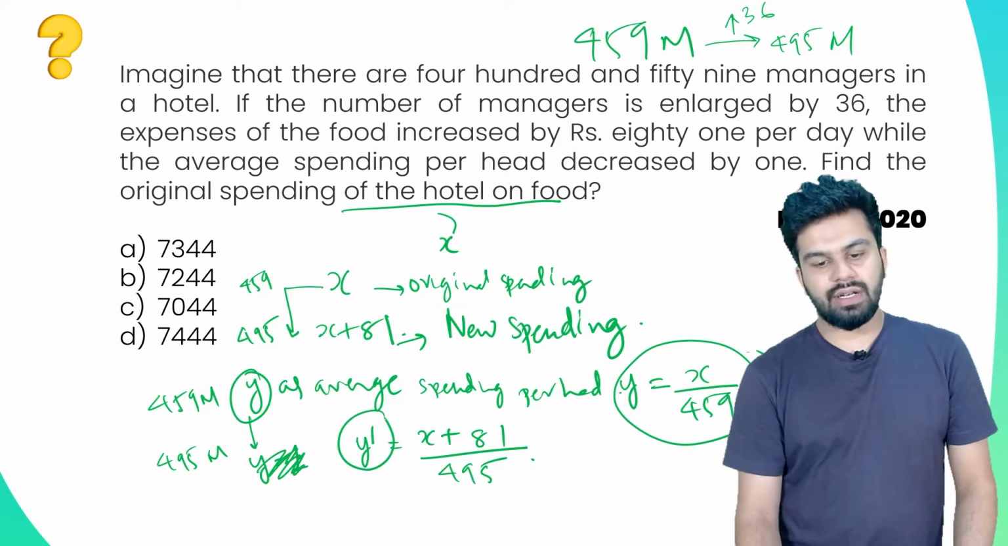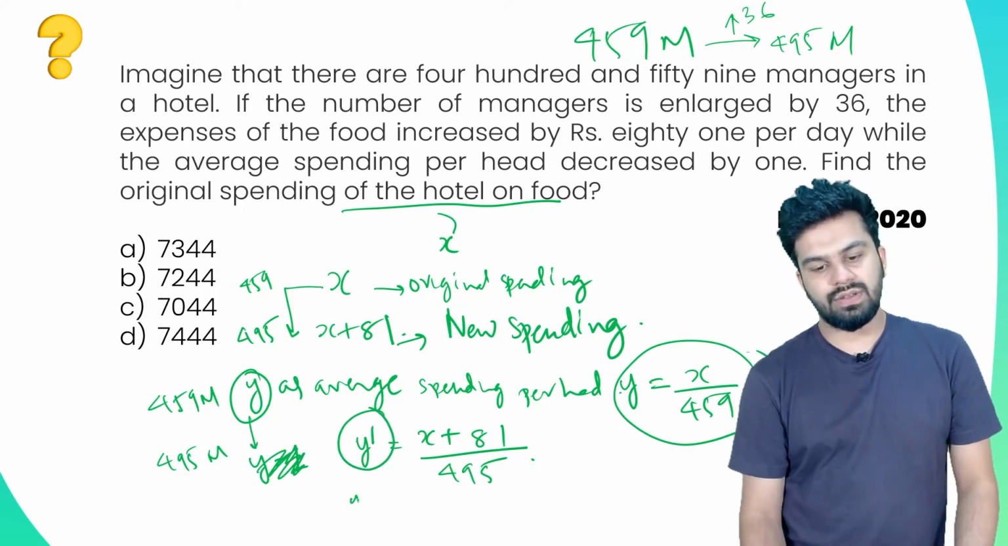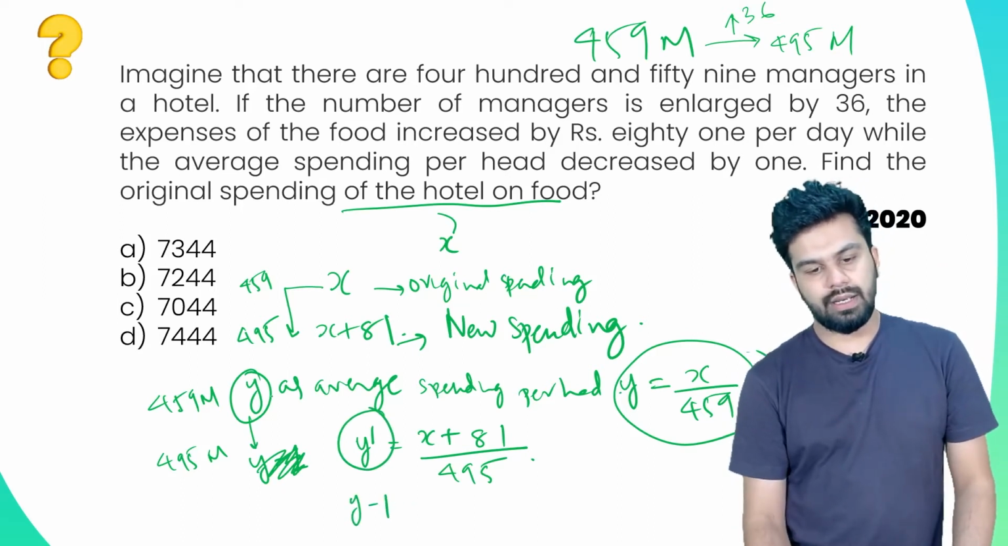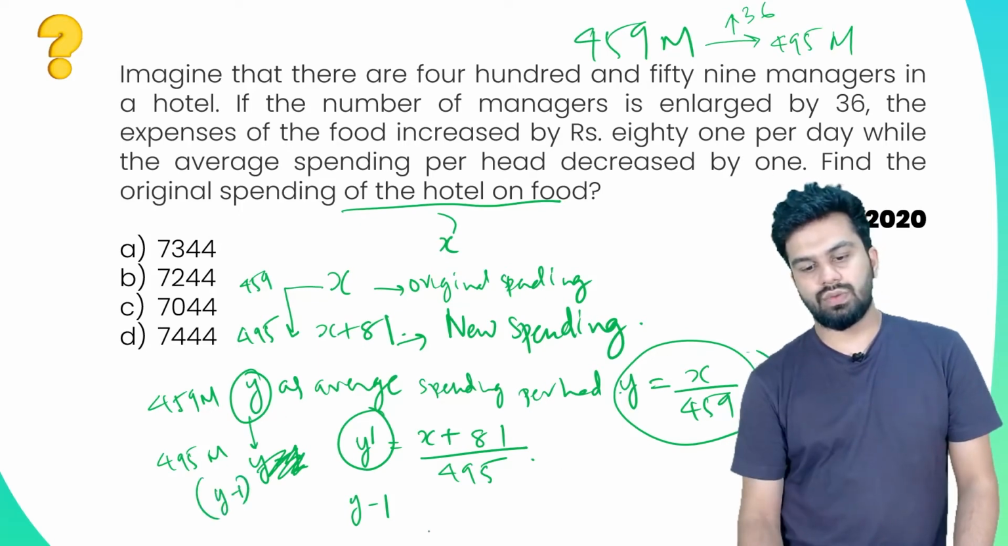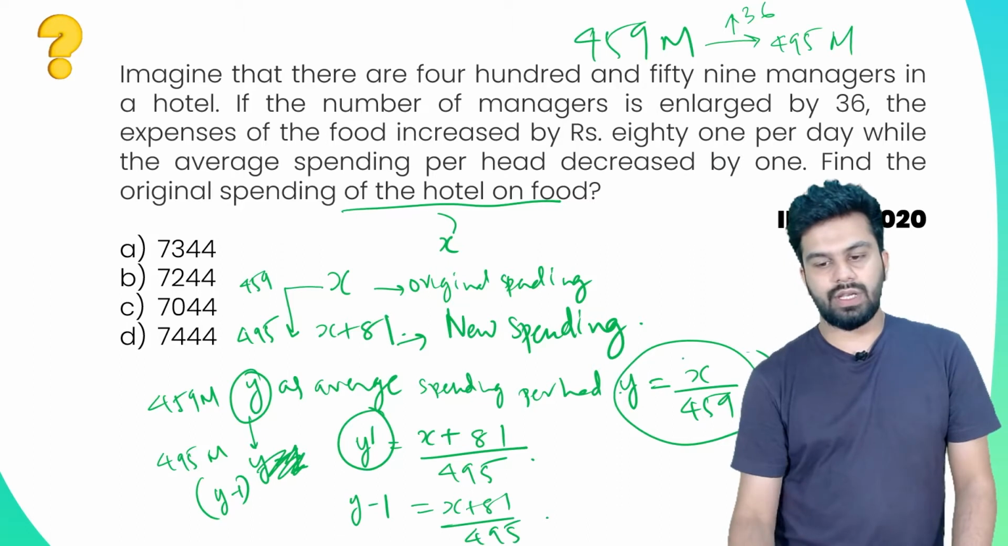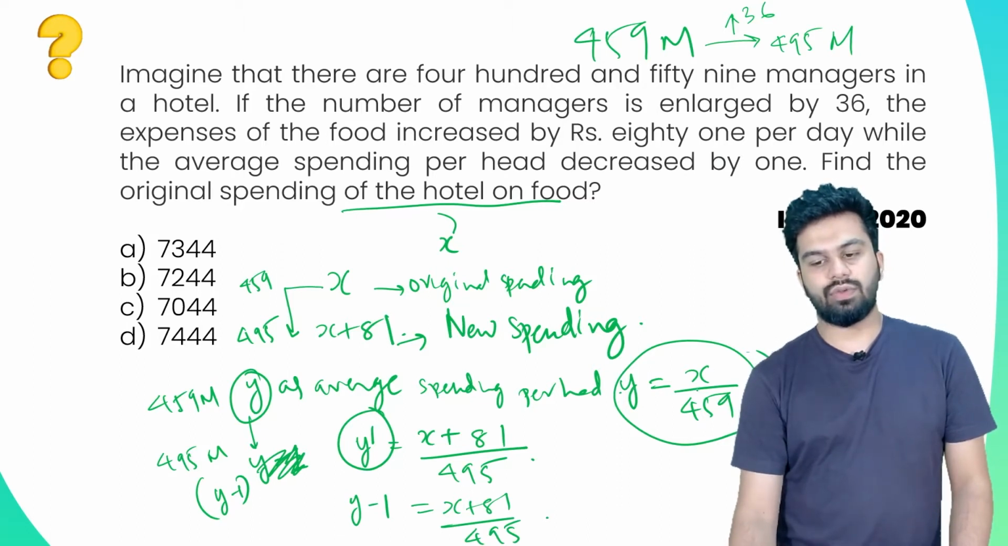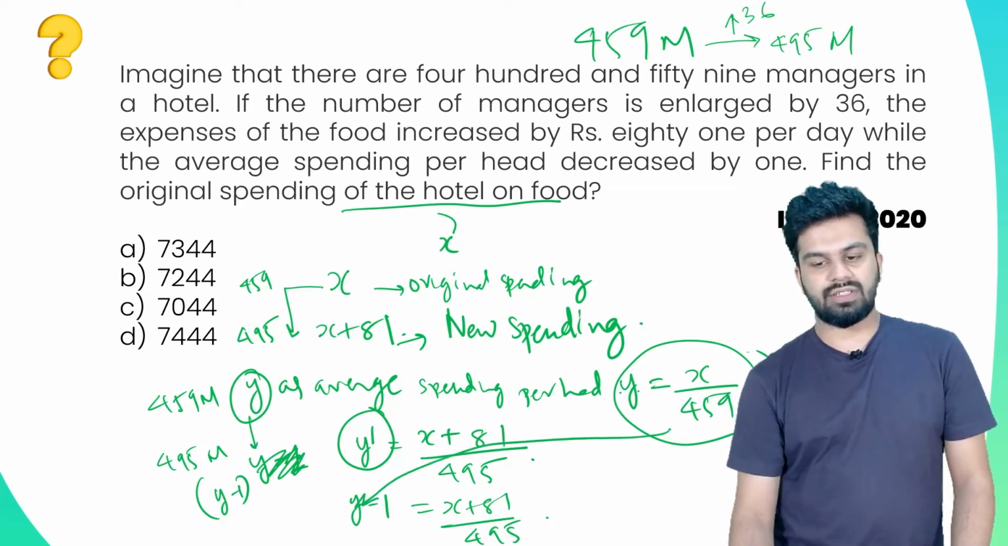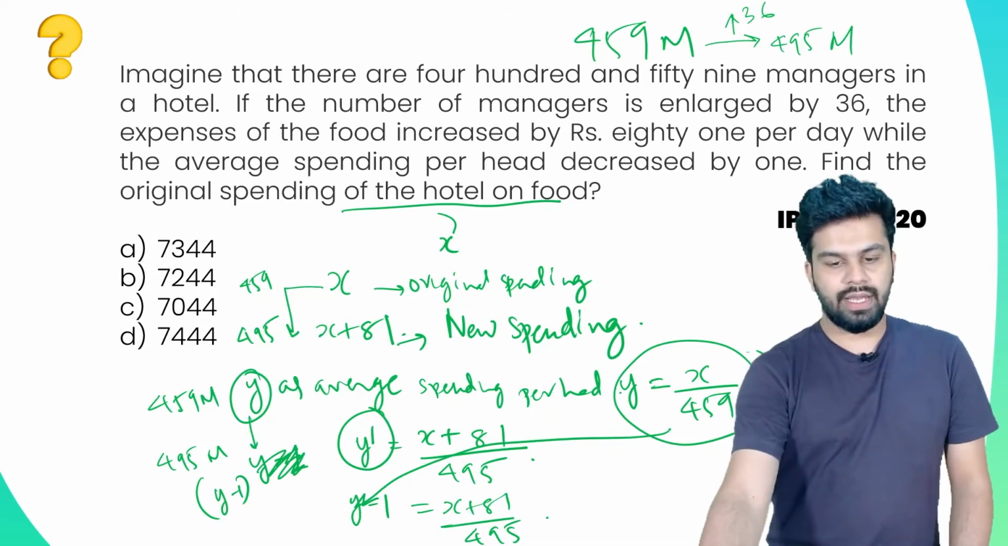Now, what is y dash? The question has given it. y dash becomes y minus 1, right, because the average spending per head reduces by rupees 1. So y dash becomes y minus 1. So relating this, x plus 81 by 495. Now what do we know from the question? y is equal to x by 459, the question has given that. So directly we can apply this over here. We can substitute x by 459 in the place of y and solve for x in this problem.